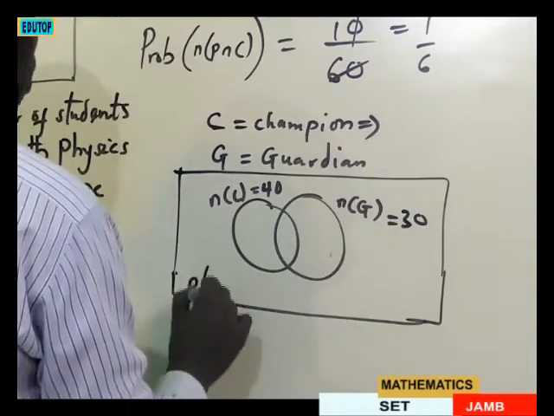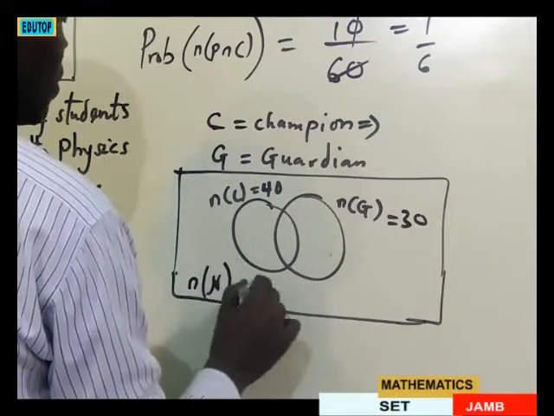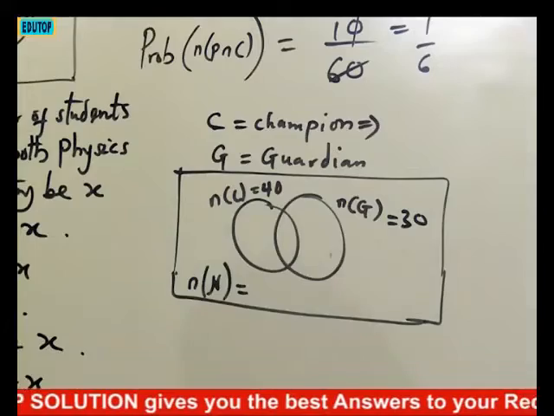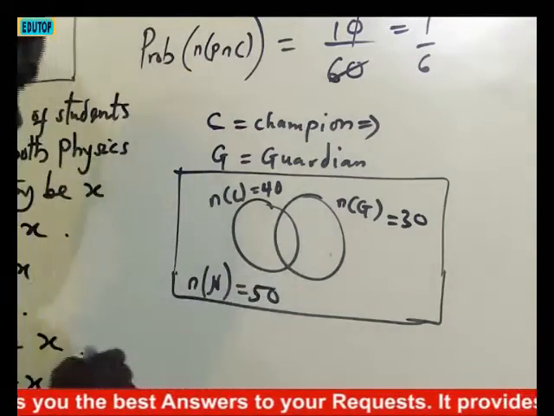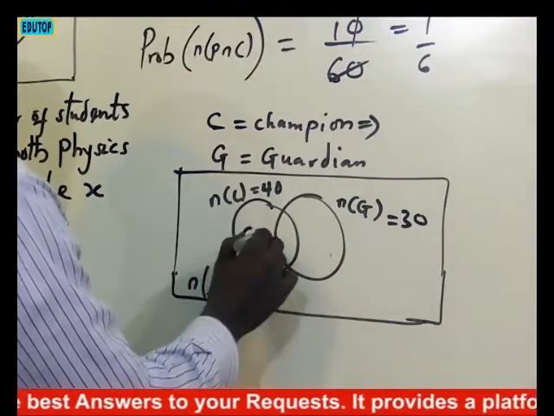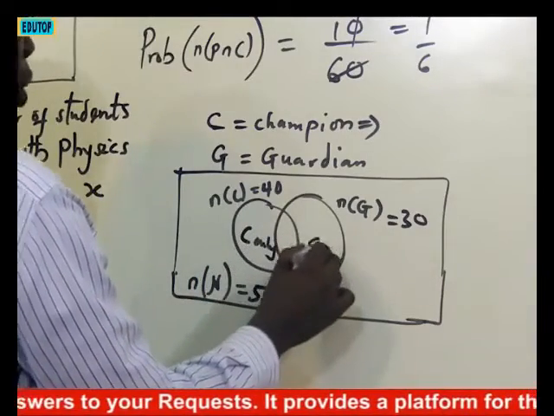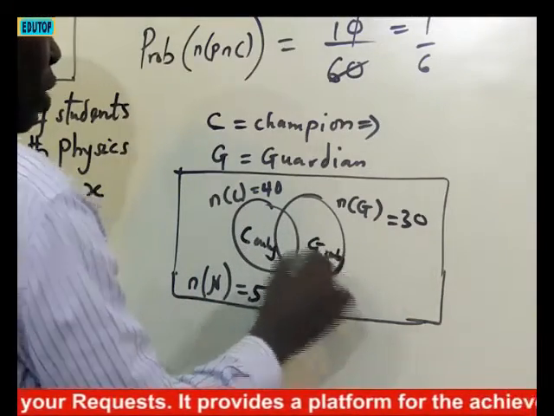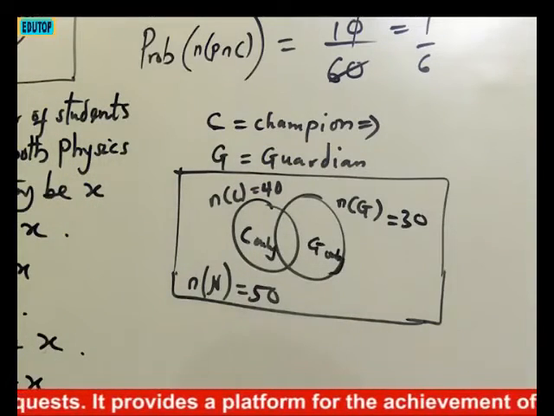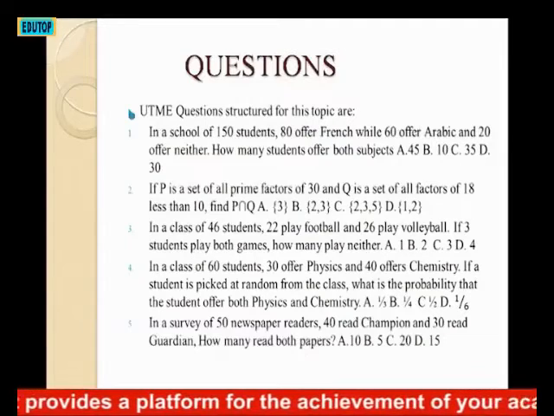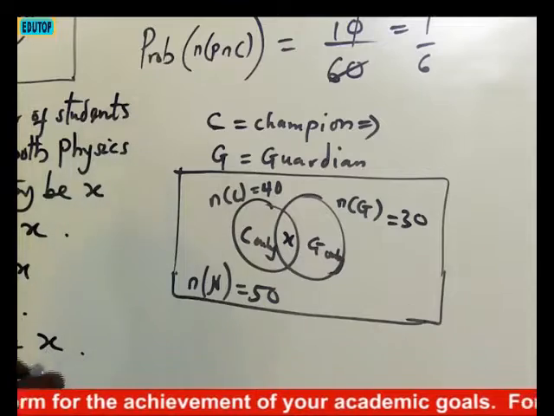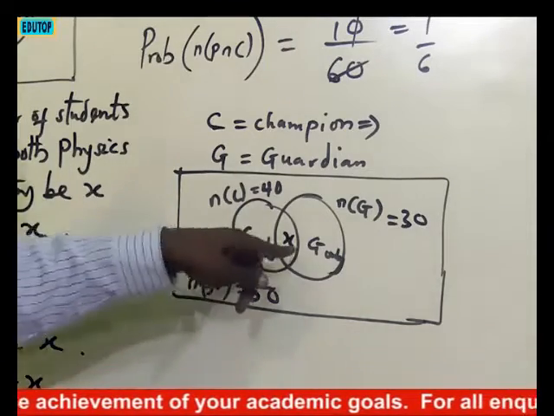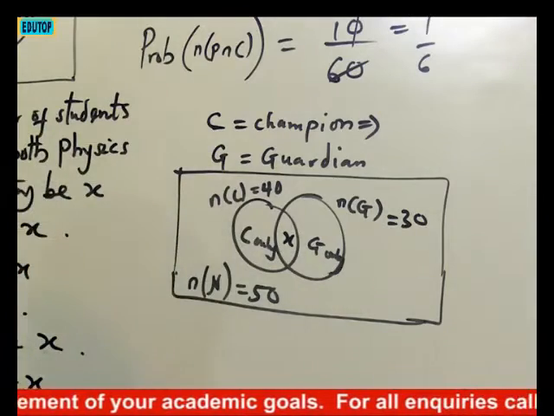Then what is the number of our universal set? It is 50 newspaper readers, 50. Then this one will be what? Champion only. And this one will be what? Guardian only. What is the question asking us? The question asks how many read both papers. So let's assume that the number that read both papers be X. That's our assumption.